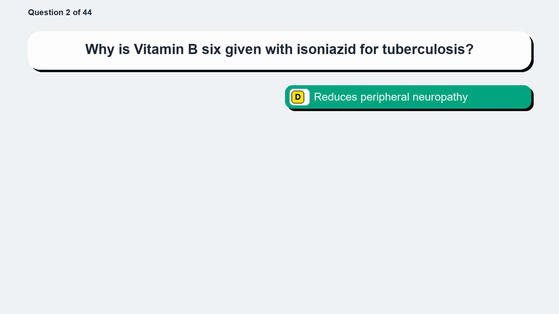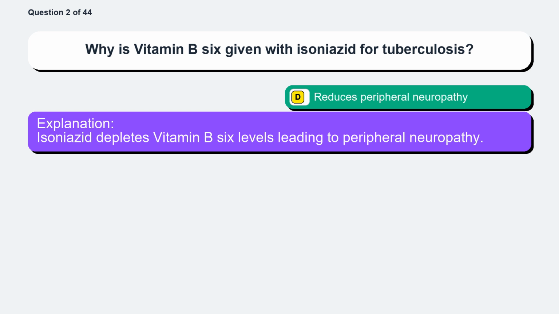The correct answer is option D, reduces peripheral neuropathy. Isoniazid depletes vitamin B6 levels, leading to peripheral neuropathy.